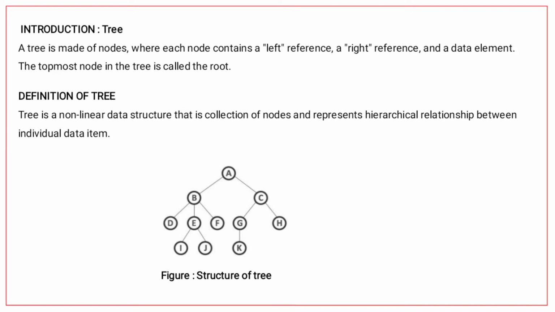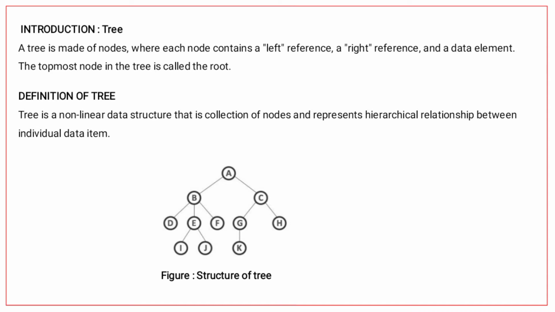So, how to define a tree? A tree is a non-linear data structure that is a collection of nodes and represents a hierarchical relationship between individual data atoms. In a tree data structure, every individual element is called a node. A node stores the actual data of that particular element and a link to the next element in the hierarchical structure. See, the figure shows the structure of a tree.